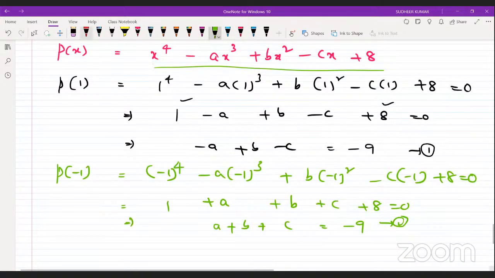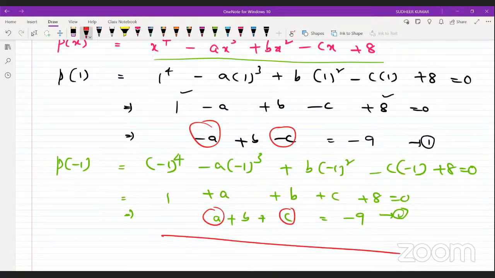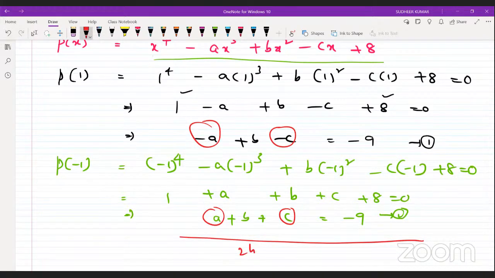So from these equations 1 and 2, here minus a, this is plus a, minus c, plus c. So let's add these two. If you add these two, minus a plus a gets cancelled. So plus b is 2b, minus c plus c gets cancelled. This is minus 9 is minus 18. Isn't it?